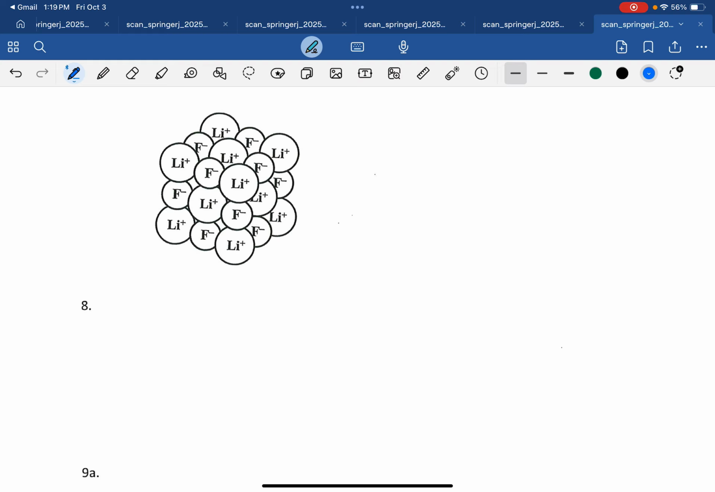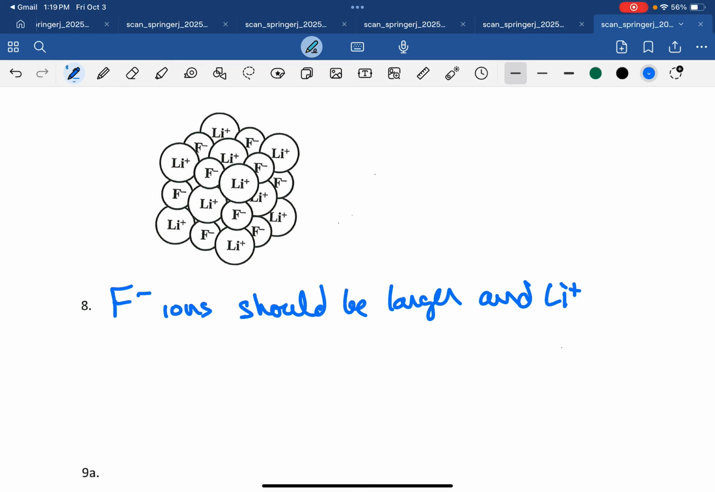The F minus ions should be larger and the Li plus should be smaller.